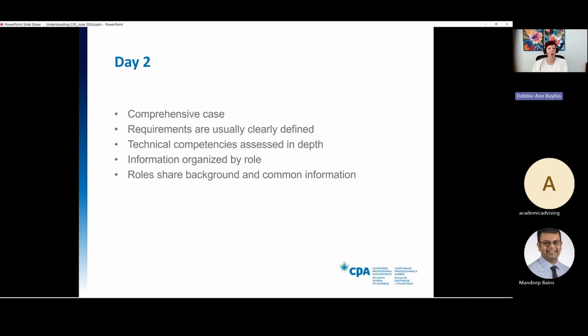When it comes to your role, you're going to choose, you probably already have chosen, whether you're going to specialize in performance management, audit and assurance, tax, or finance. Day 2 is the only day that you will be able to be tested and meet the requirements for your role specific. The information is organized by role, and as I said, there's some common background information for everyone. I'm going to go into greater detail later on again.